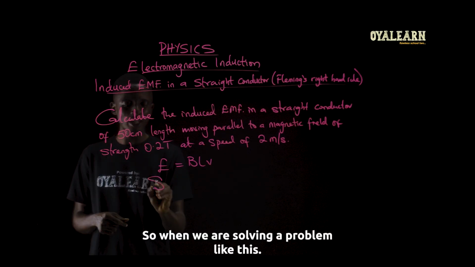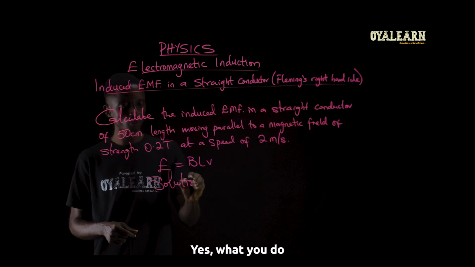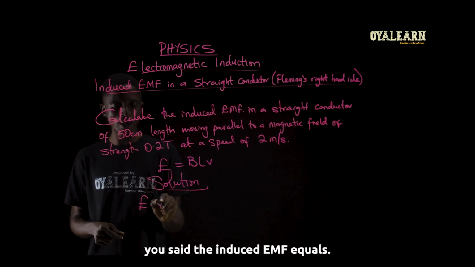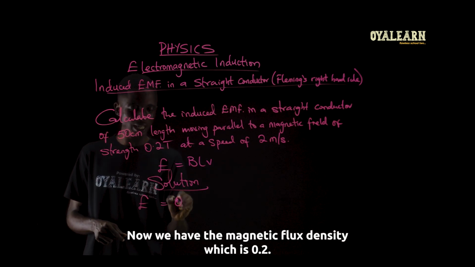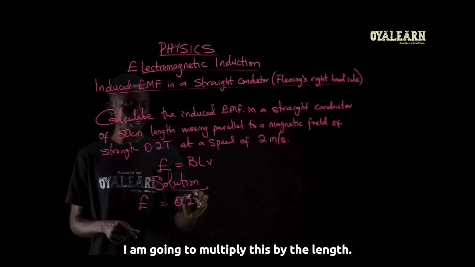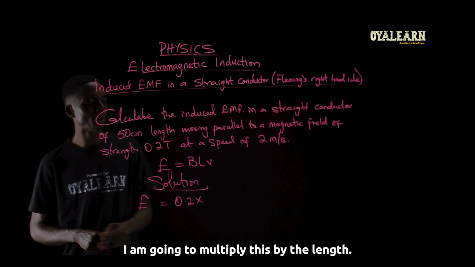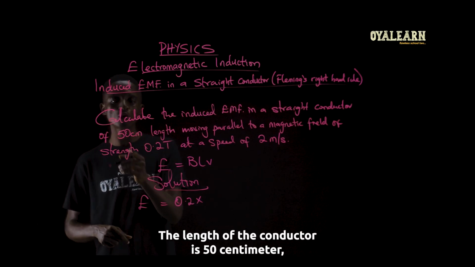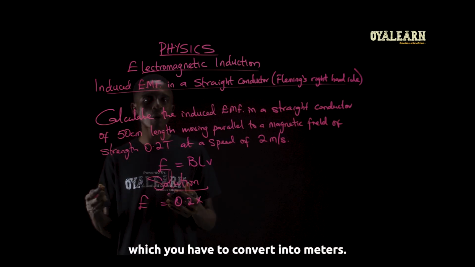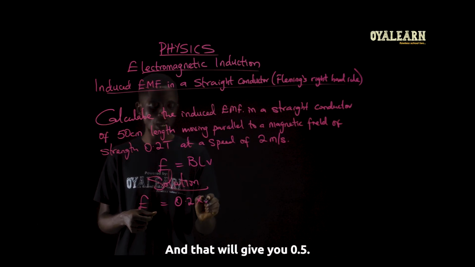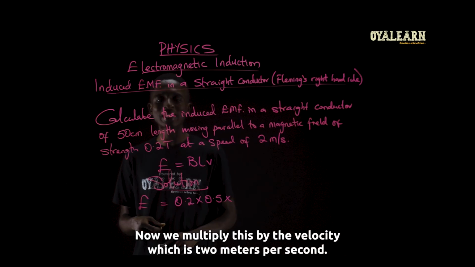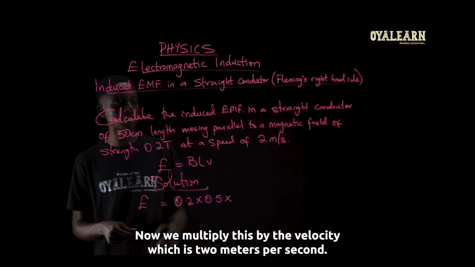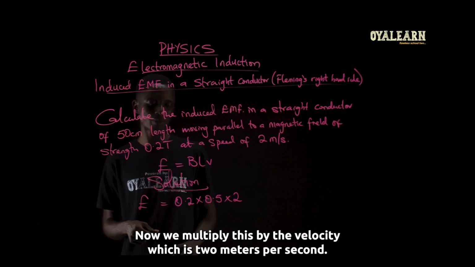So when we are solving a problem like this, here's what you do. You say the induced EMF equals, now we have the magnetic flux density, which is 0.2. Now you're going to multiply this by the length. The length of the conductor is 50 centimeters, which you have to convert into meters, and that will give you 0.5. Now we multiply this by the velocity, which is 2 meters per second.